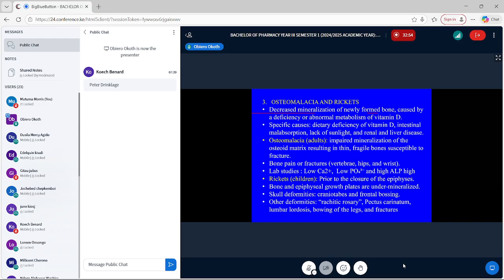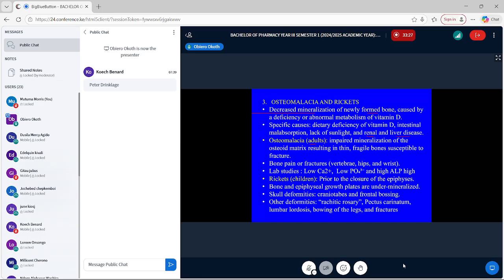The specific causes, you can have a dietary deficiency of vitamin D, you can have a problem with intestinal malabsorption, or you can have lack of sunlight, you can have a renal or a liver disease, because these are necessary for the formation of the active vitamin D or vitamin D3. Osteomalacia, we see it in adults. Impaired mineralization of the osteoid matrix, resulting in thin, fragile bones susceptible to fracture.